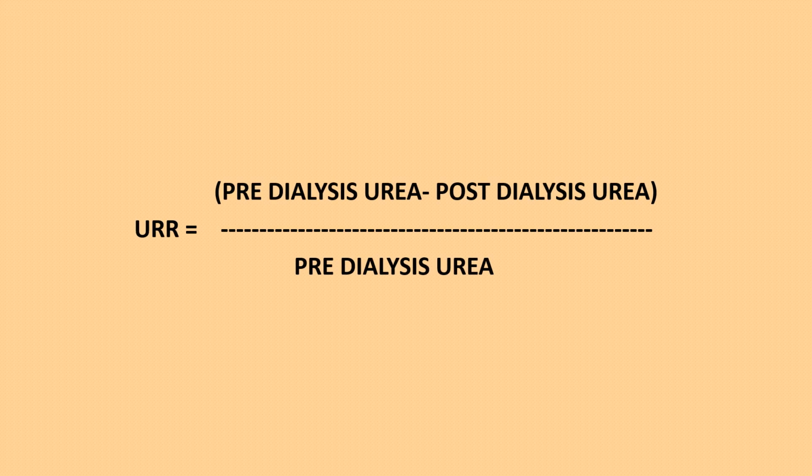The formula is very simple. URR, or the urea reduction ratio, is equal to pre-dialysis urea. That is, before the dialysis, what is the urea? Only urea should be taken? No, you can use blood urea nitrogen also. In some countries, since blood urea nitrogen is the primary report they get in the KFT, they can use BUN. In countries where urea is the primary report that they get in the kidney function test, you can use pre-dialysis urea.